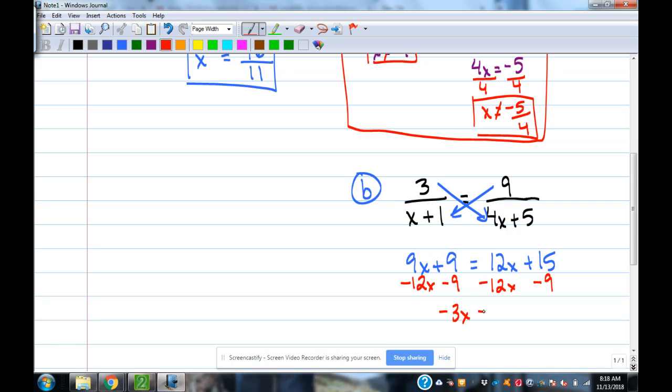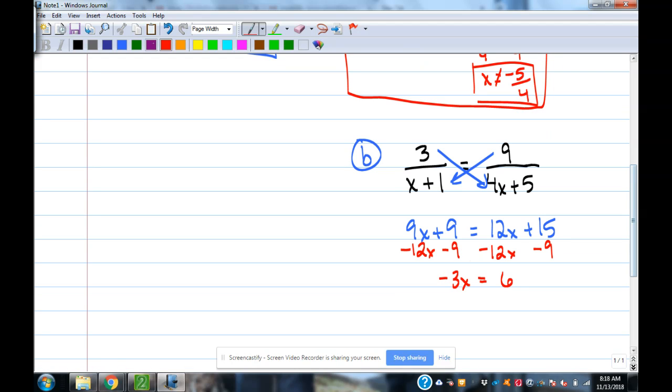That's negative 3x. And then 15 minus 9 would be 6, right? Last step, divide by negative 3. X is negative 2. Is that one of the excluded values? No, so we're going to keep it. That's an answer we're going to keep.